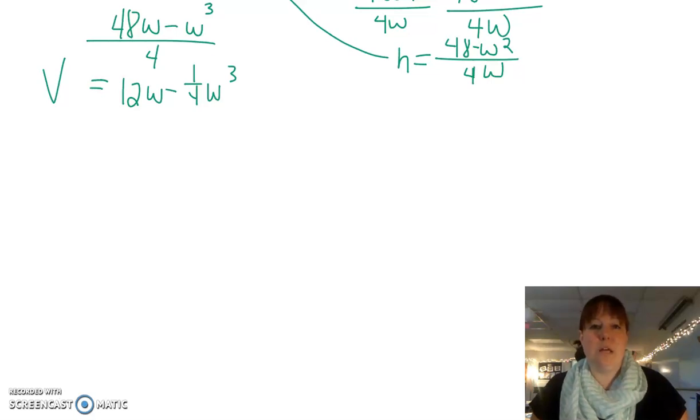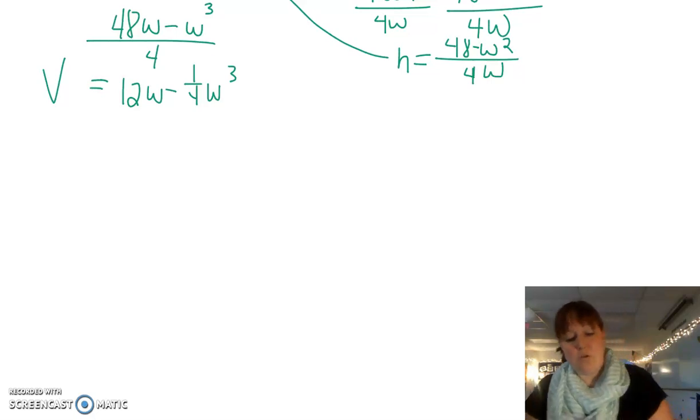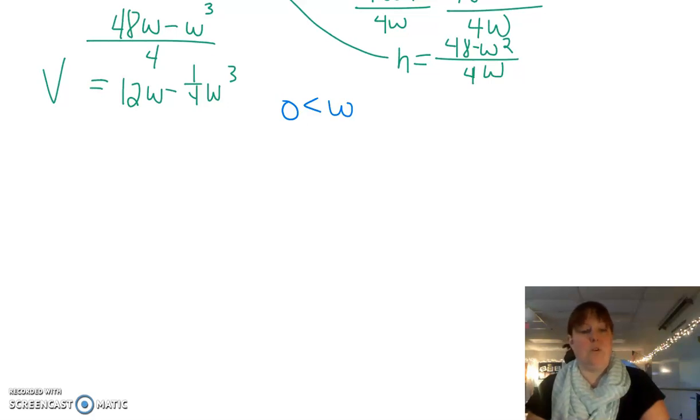But can it really? Can we have a negative volume? Can we have a negative width? We can't. We live in the real world, and the real world says we can't have a negative width. It's not possible. So we know that our width has to be bigger than 0, right? Our width can't be 0.